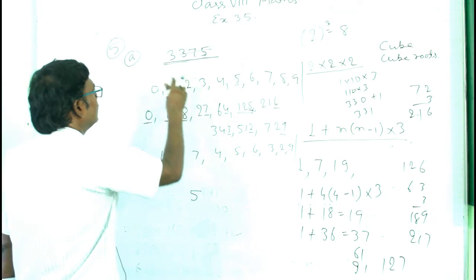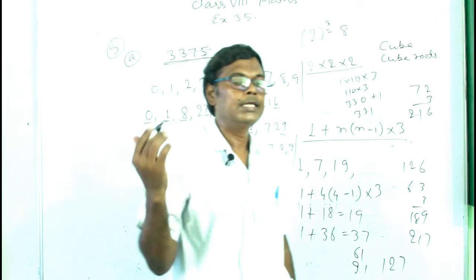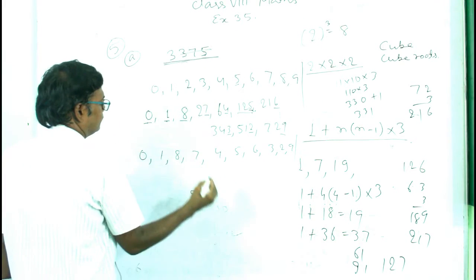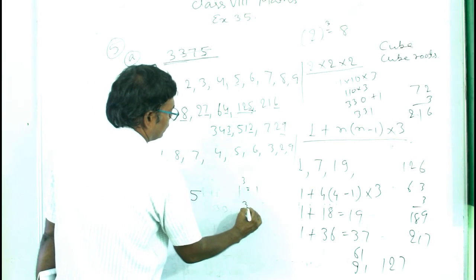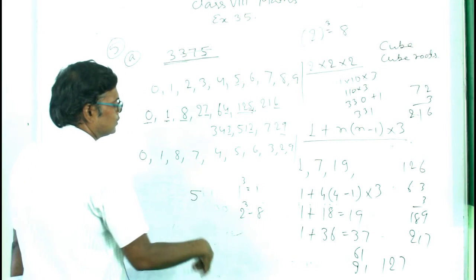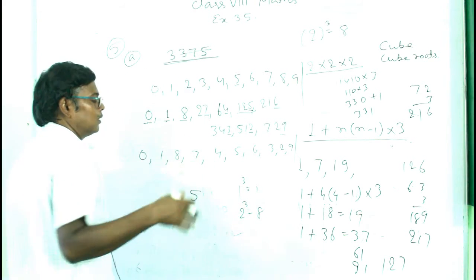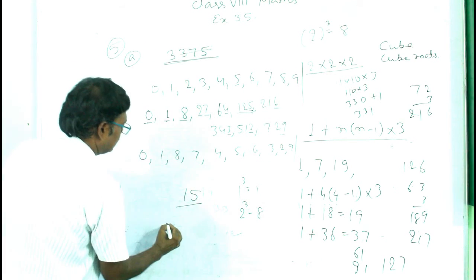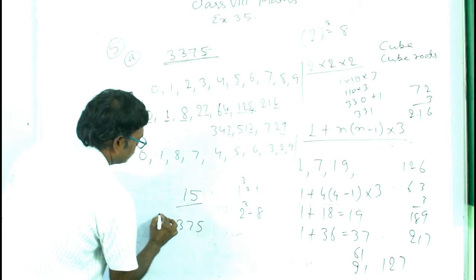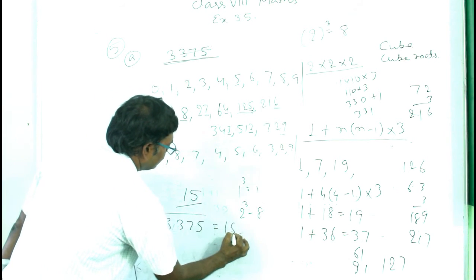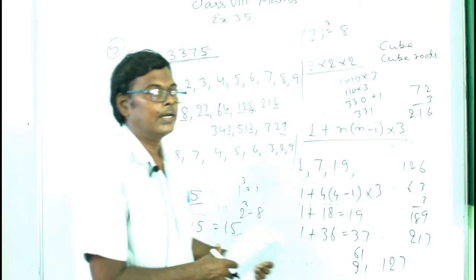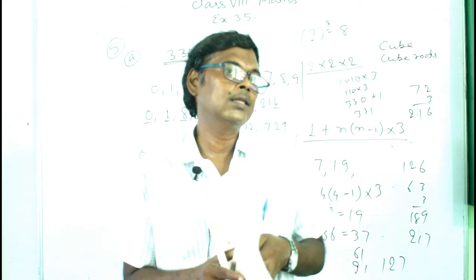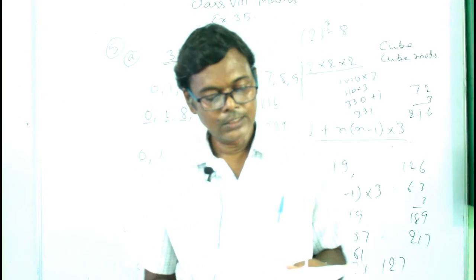Now cut this number. Now 3 is left here. Suppose 1 cube is 1, and 2 cube is 8. Now this 8 is more than 3, so we will take the tens digit as 1. So the cube root of 3375 will be 15. Okay, this is the method of finding the cube root using this method. Just find out the ones digit and the tens digit, and you will get the answer.